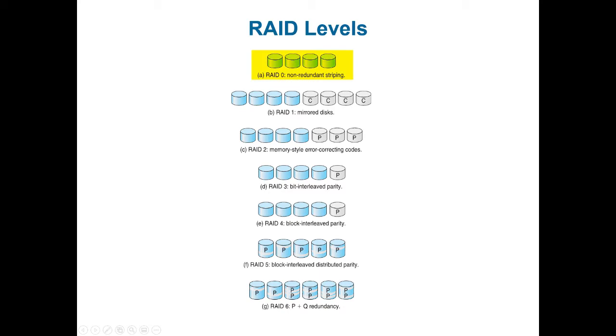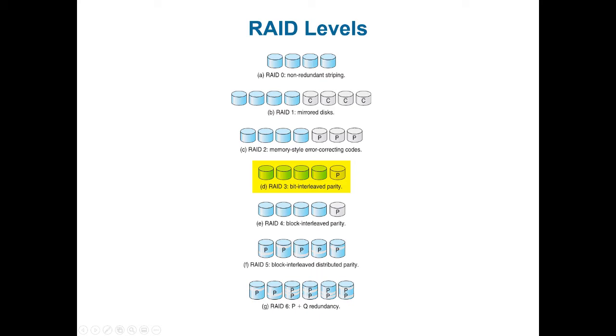RAID level 0. This level includes striping only, with no mirroring. RAID level 1. This level includes mirroring only, no striping. RAID level 2. This level stores error-correcting codes on additional disks, allowing for any damaged data to be reconstructed by subtraction from the remaining undamaged data. Note that this scheme requires only 3 extra disks to protect 4 disks worth of data, as opposed to full mirroring.